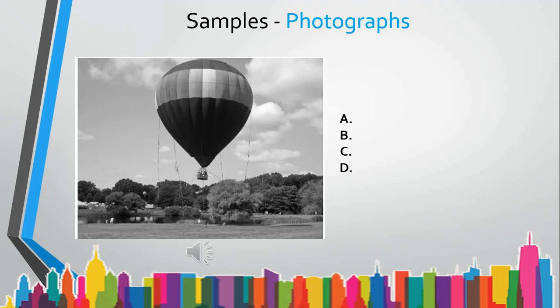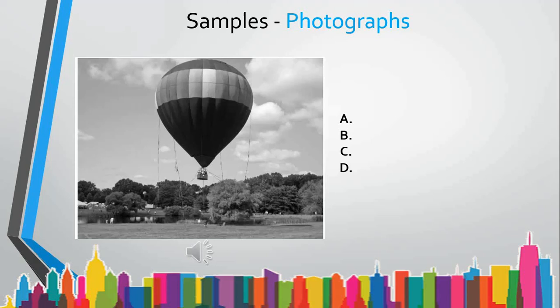So let's listen. A. A store is selling balloons. B. A crowd is looking up at the sky. C. A sign is posted on the glass. D. A balloon is up in the air.